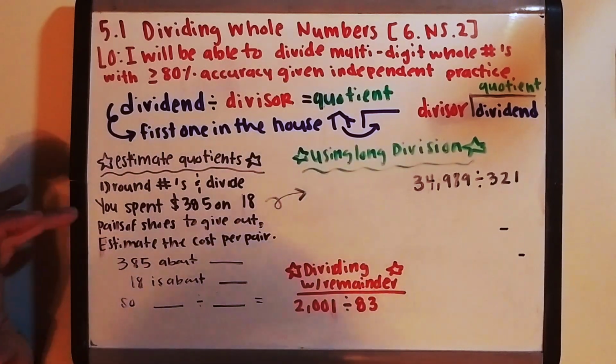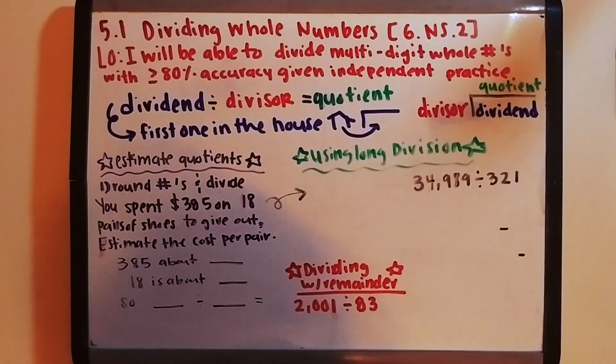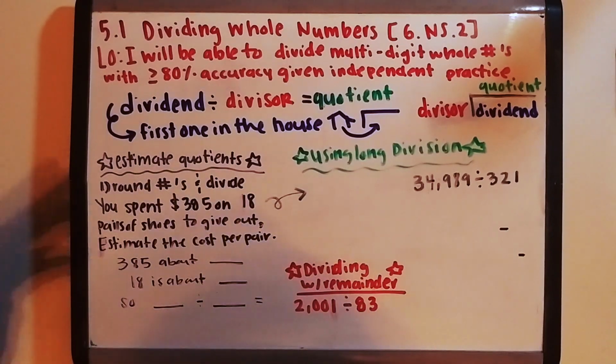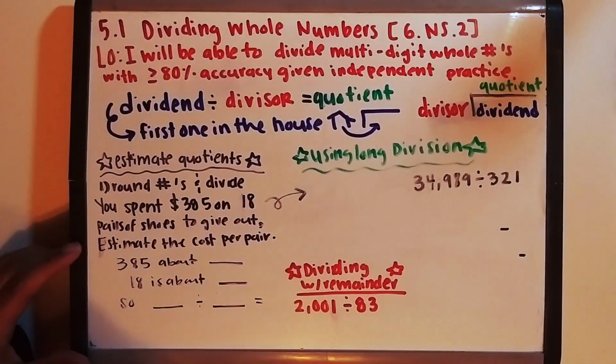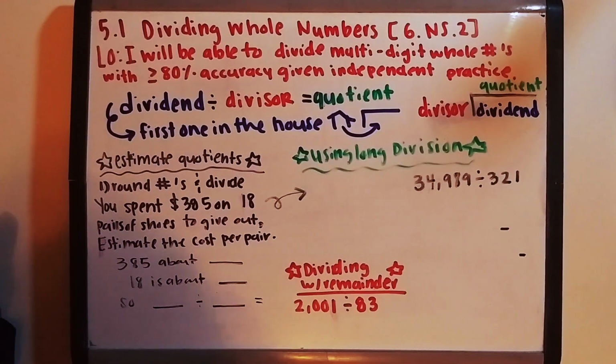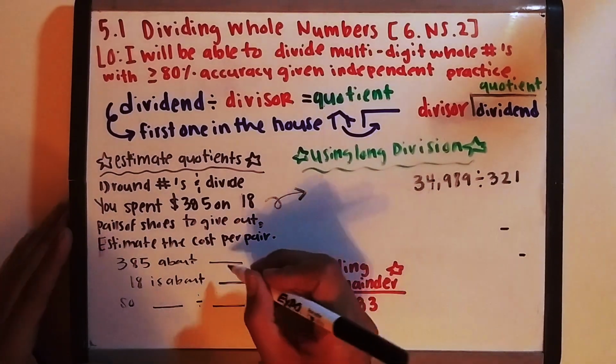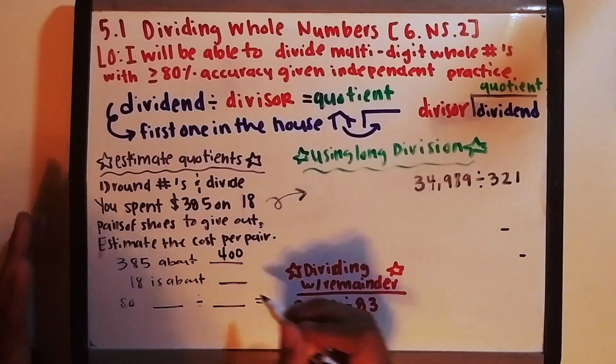Okay, so let's go over here. The first one, we're going to estimate quotient. So basically we're going to estimate the answer for a division problem. So we basically just round the numbers and then divide. So this one says you spent $385 on 18 pairs of shoes to give out, and we're going to estimate how much you pay per pair of shoe. So 385 is about 400, and then 18 is about 20.